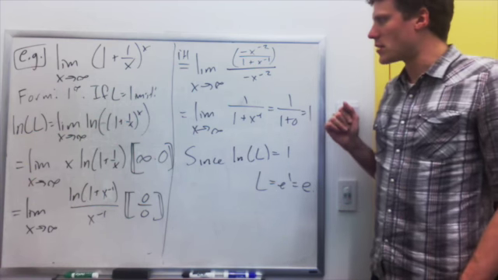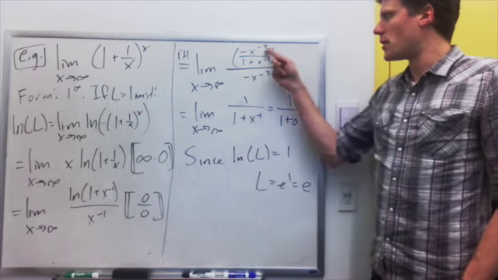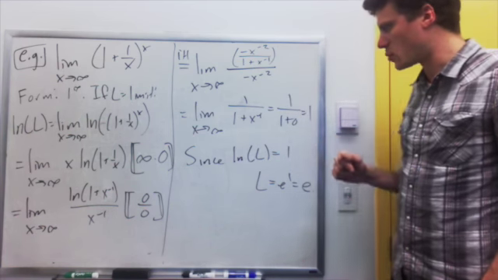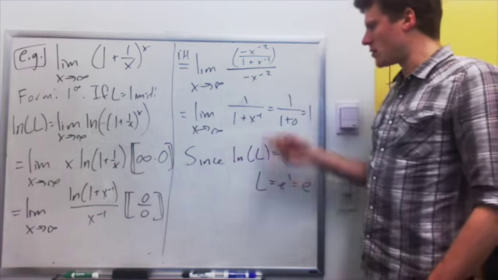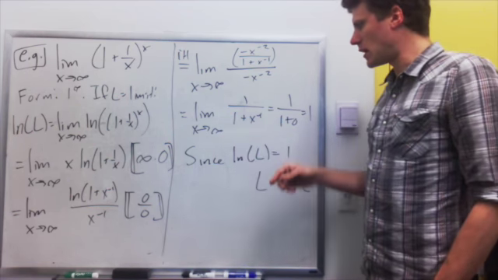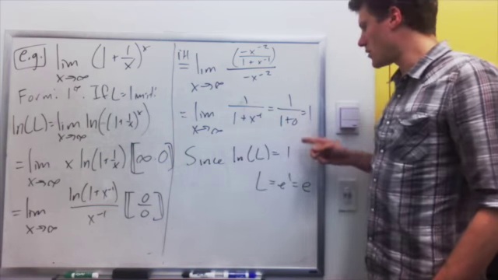The derivative of the bottom is negative x to the minus 2. So my negative x to the minus 2's cancel out, and I'm left with 1 over 1 plus x to the minus 1. Now I can plug in x, because x to a negative exponent goes to 0 as x goes to infinity. So I get 1 over 1 plus 0, which is 1.